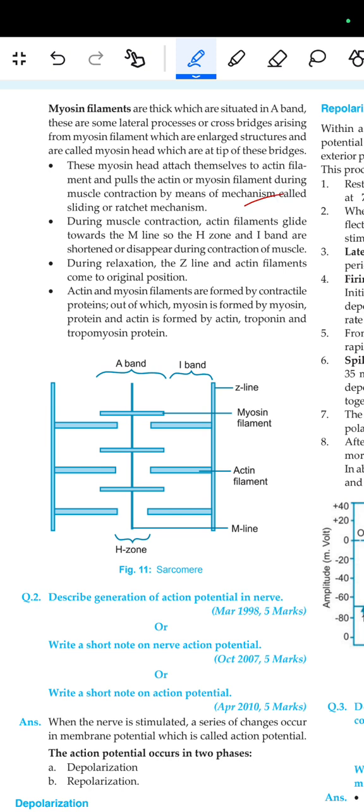During muscle contraction, the actin filaments glide towards the M line or the H zone, and the I bands are shortened or disappear. During relaxation, the Z line and the actin filament come back to their original position. Actin and myosin filaments are formed by contractile proteins, out of which myosin filament is formed by the myosin protein and actin filament is formed by actin, troponin and tropomyosin proteins.